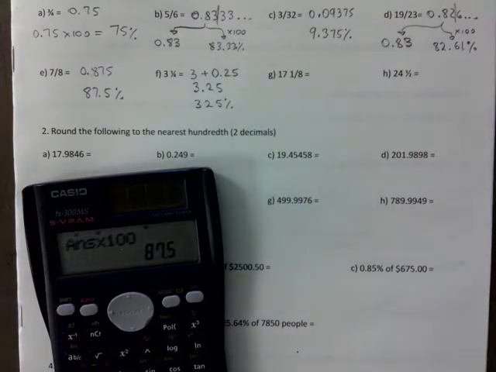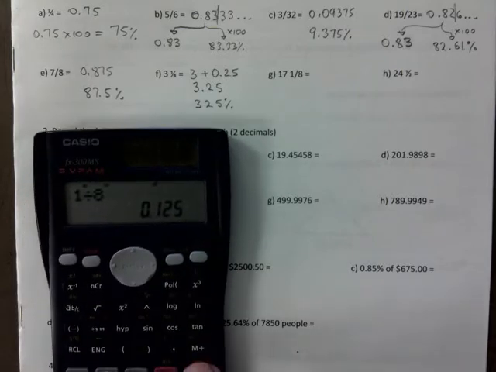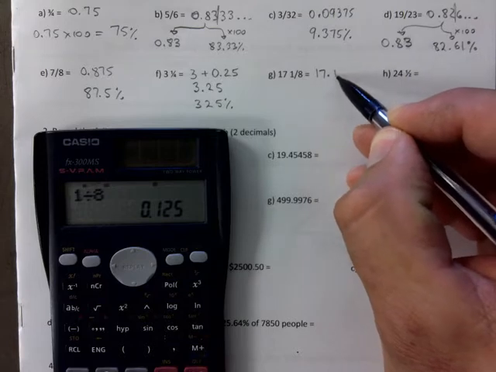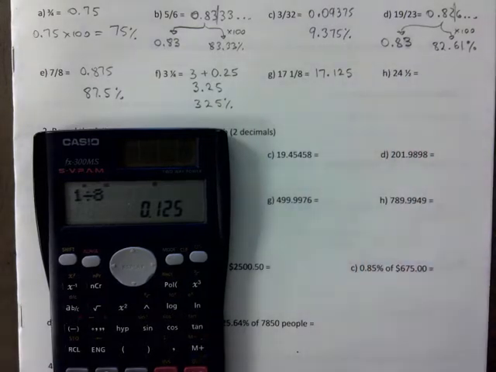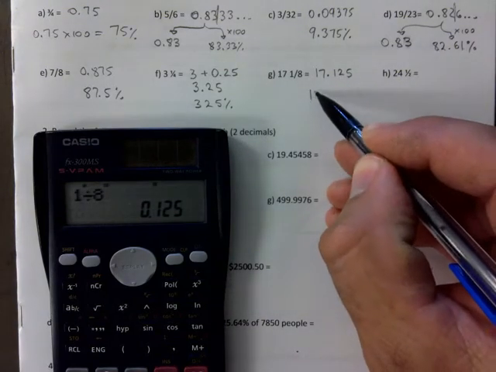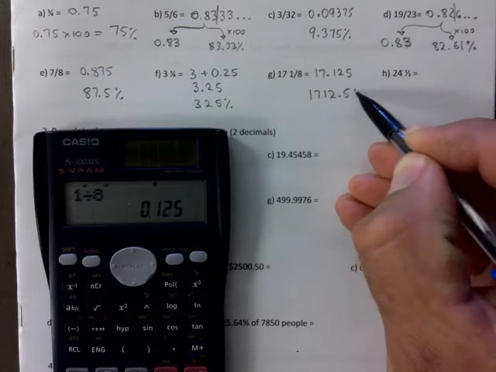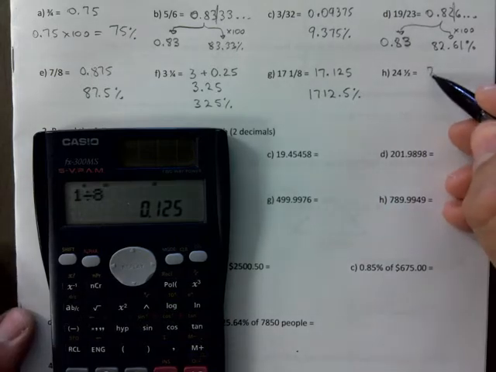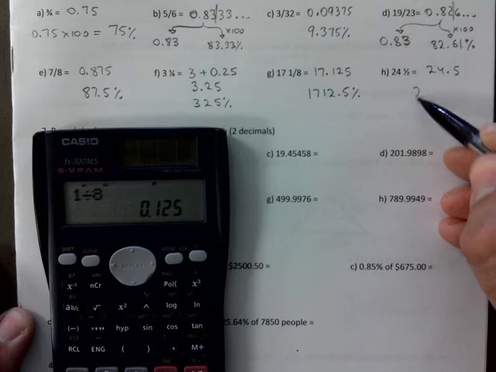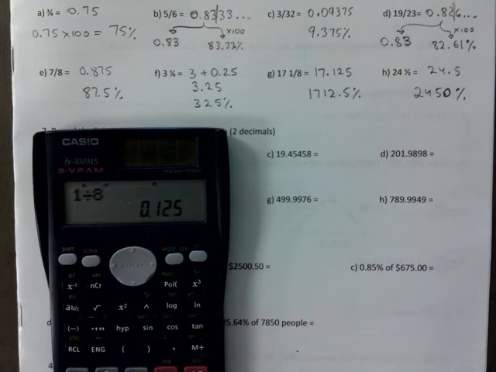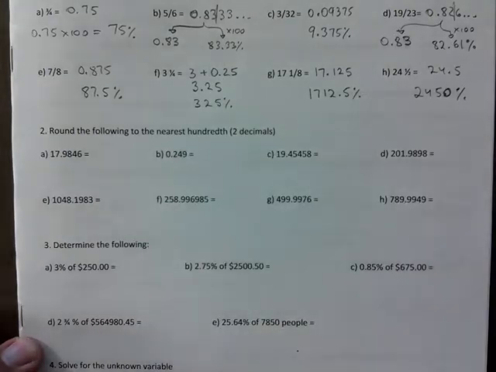17 1/8. Figure out what 1/8 is. That's 0.125. So you can just basically say that this is 17.125, and it's finite, meaning it stops. So that's your decimal. And then when you multiply that by 100, it's 1,712.5%. You get the picture, right? 24.5. Multiply that by 100. You get 2,450%.